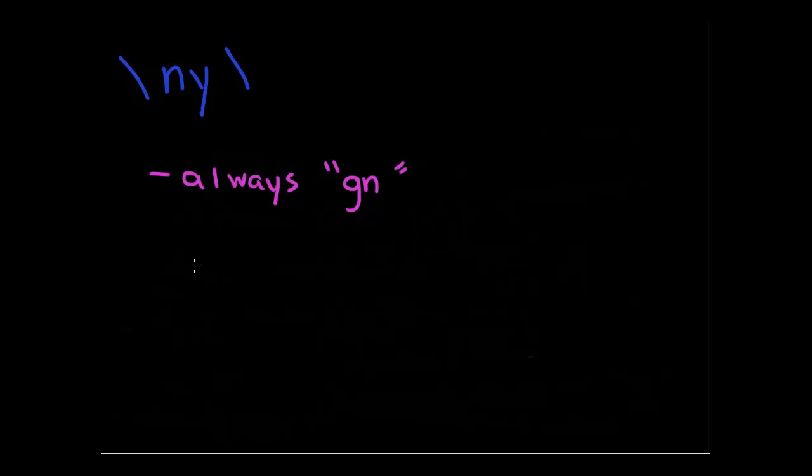The G is going to be silent for the nya sound, so watch out for that. If you hear the NY, you can be sure it's going to be a GN. An example is Monsignor. You have the nya there, so we have GN, Monsignor. Also Machinio, GN there.